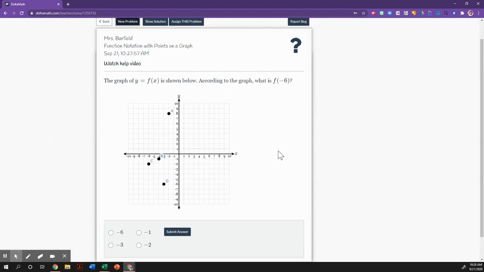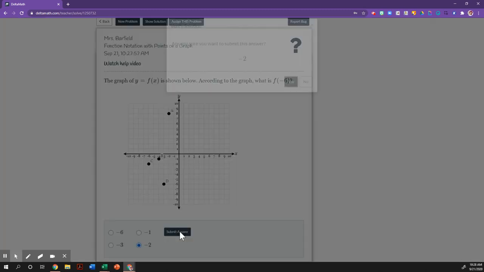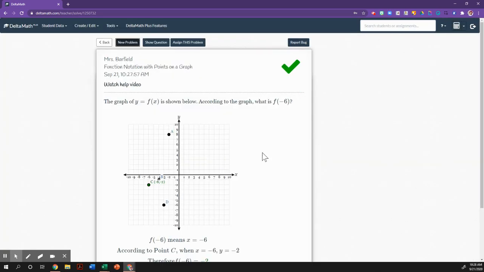Now look how the problem changed. It says we've got the graph of y equals f of x. According to the graph below, what is f parentheses -6? So this time they're asking what happens when x, because look where x is located, x is inside the parentheses. What happens when x equals -6? So on the x-axis, I'm going to go to -6, and I'm going to look up or down. I look down, here's my point, and that point's at -2. Submit my answer. Yes.